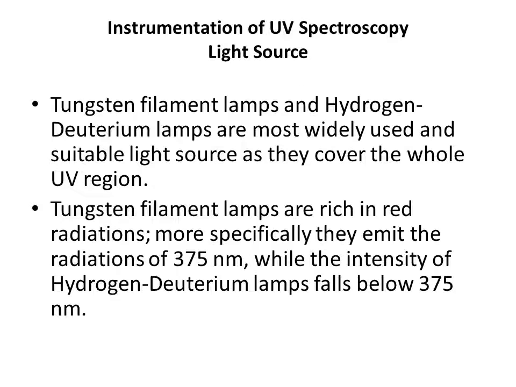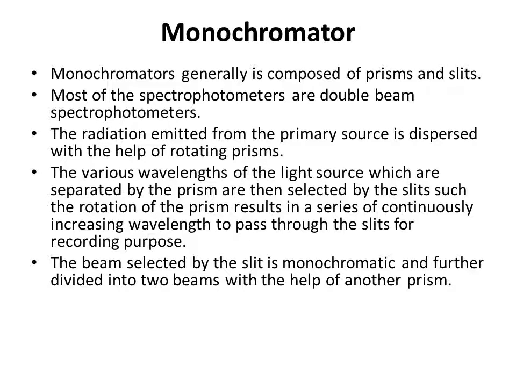Instrumentation of the UV spectroscopy. The first is the light source. The tungsten filament lamps and hydrogen deuterium lamps are the most widely used and suitable light sources as they cover the whole UV region. So mainly tungsten and hydrogen deuterium lamps are mostly used. And tungsten filament lamps are rich in radiations. More specifically, they emit radiations above 375 nanometer, while the intensity of hydrogen deuterium lamps falls below 375 nanometer.